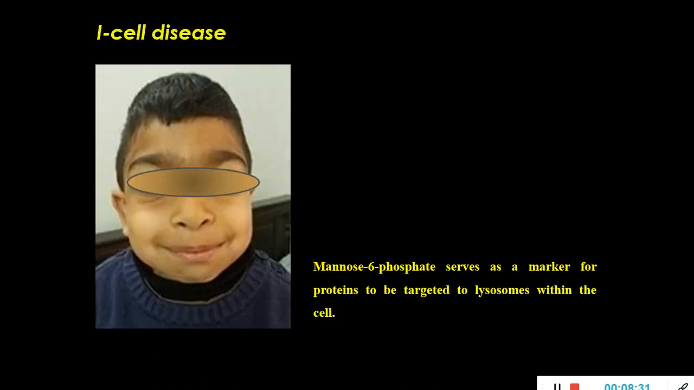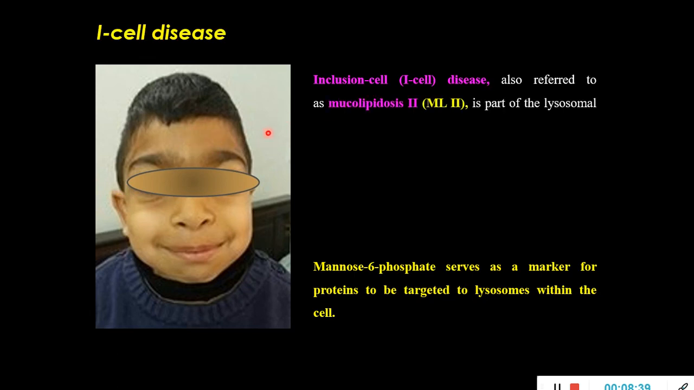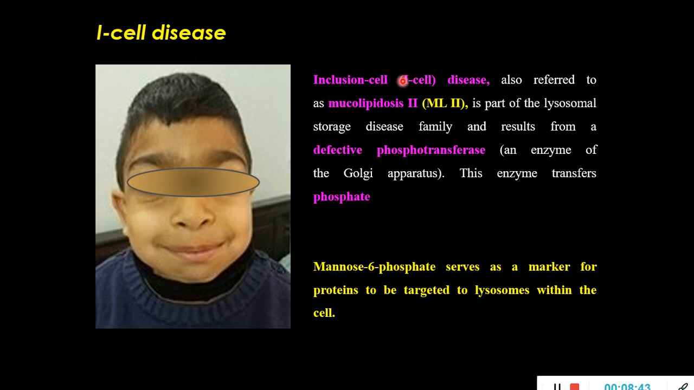Look at this child. He is suffering from I-cell disease. What is I-cell disease? In fact, the child is from Pakistan. Observe this child as well. I-cell disease means inclusion cell disease, also referred to as mucolipidosis 2 or ML2, which is part of the lysosomal storage disease family. There are a number of diseases in this family.